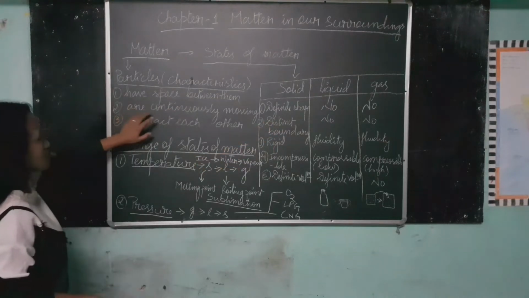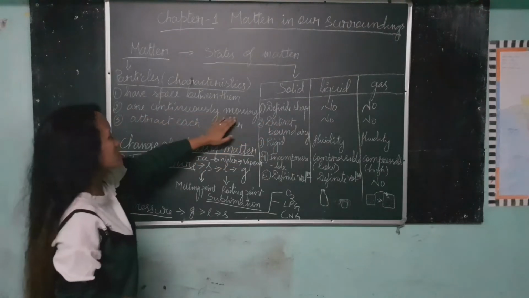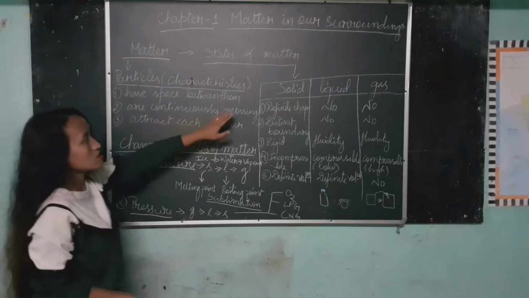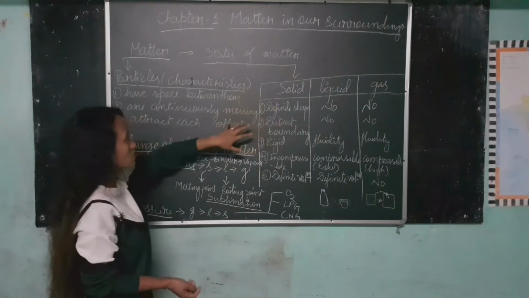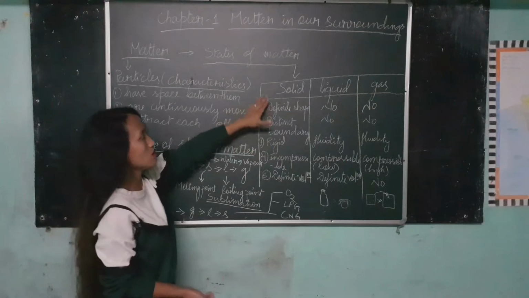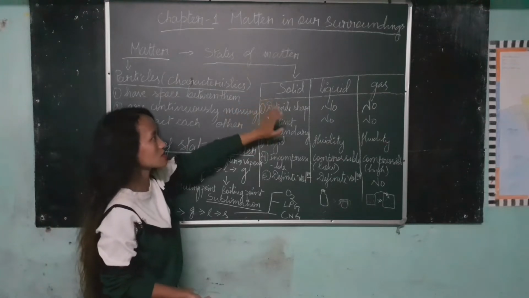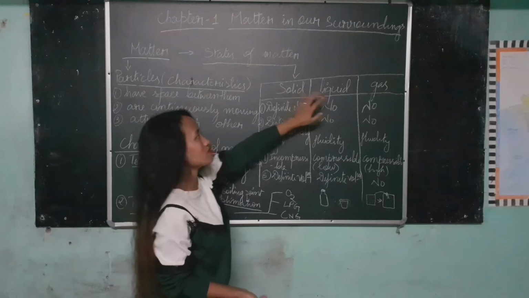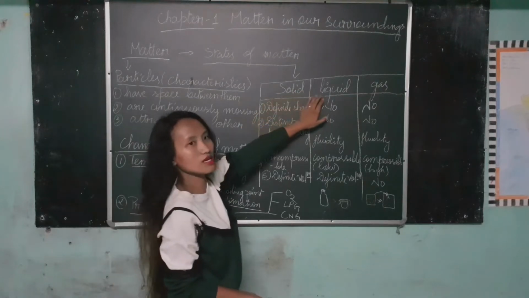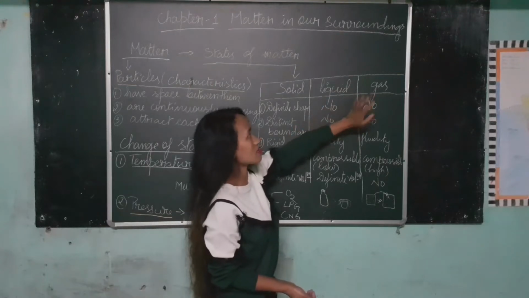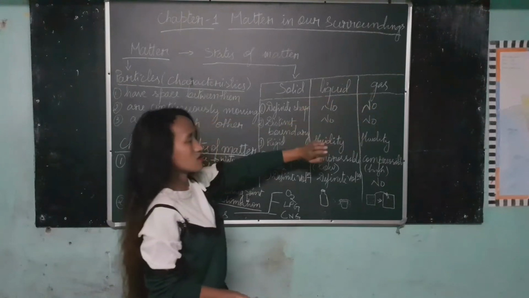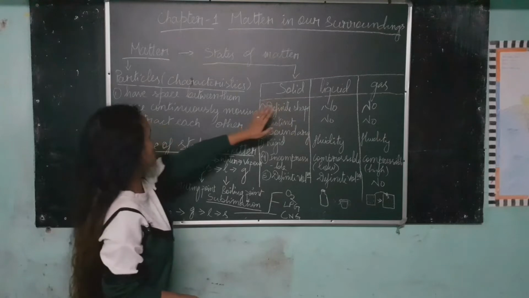Next is they are continuously moving. So in terms of movement, in solids, the particles of matter, the movement is quite low, or minimum in solids, more in liquid. Minimum in solid, more in liquid, and maximum in gases. The movement is maximum in gas, intermediate in liquid, and minimum in solids.